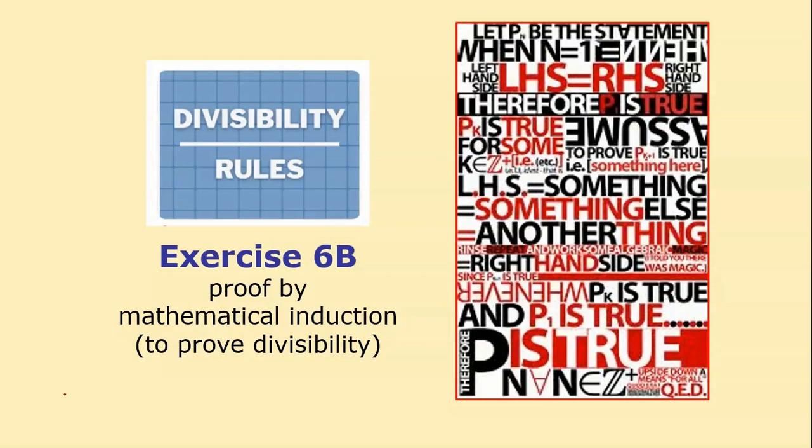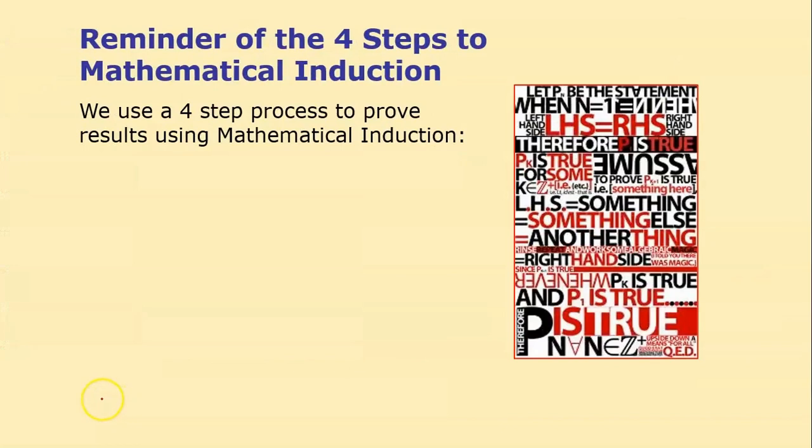It could be written as show that this is divisible by 4, for instance, or it could say show that it's a multiple of 4, and effectively it means the same thing, as I'm sure you realize from your GCSE maths. So a reminder of the 4 steps that we need to use, and we always need to use these.